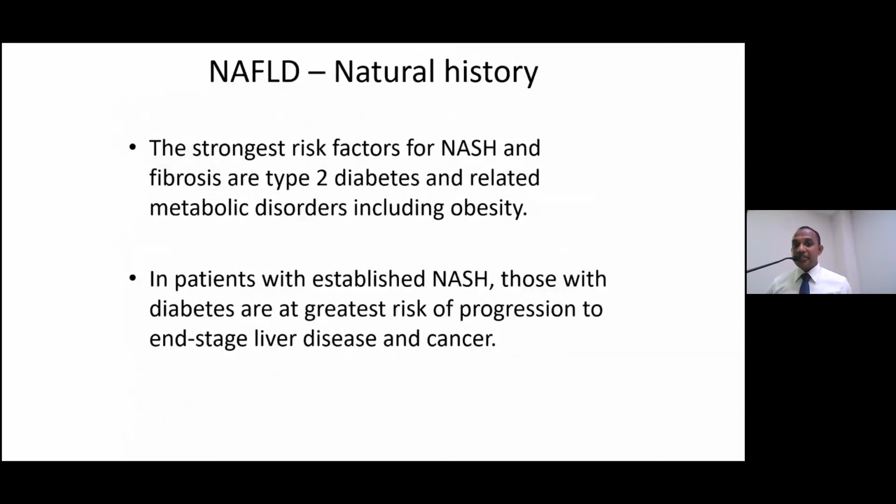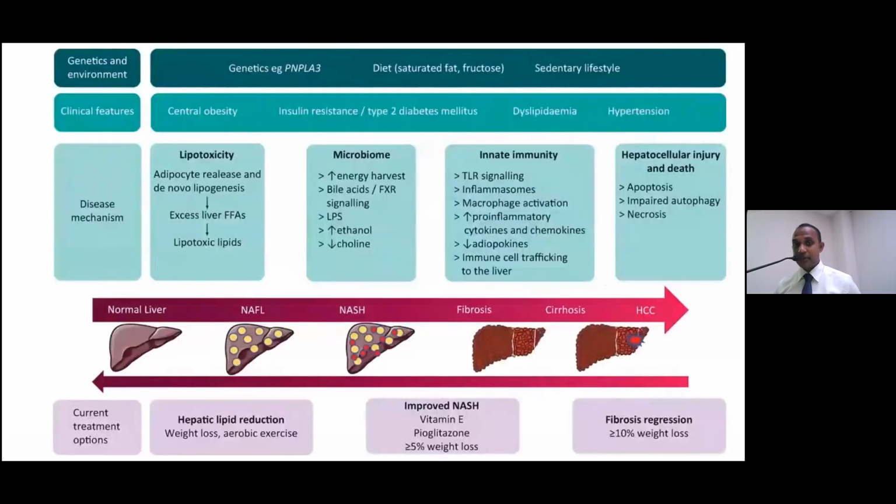The strongest risk factors for NASH and fibrosis are type 2 diabetes and related metabolic disorders, including obesity. So much so that now they are thinking of changing the name from non-alcoholic fatty liver disease to metabolic related fatty liver disease. When it comes to the patient with established NASH, those with diabetes are at a greater risk of progression to end-stage liver disease and cancer. So diabetes is important when it comes to NASH.